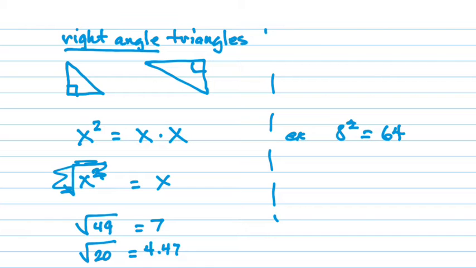Now, is it exactly 4.47? Then I am not allowed to write an equals sign. You remember that from before. If you approximate, then you have to put "is approximately" or the approximately-equal symbol. Why? Because we rounded. So be sure to remember that. You want to be as accurate as possible.